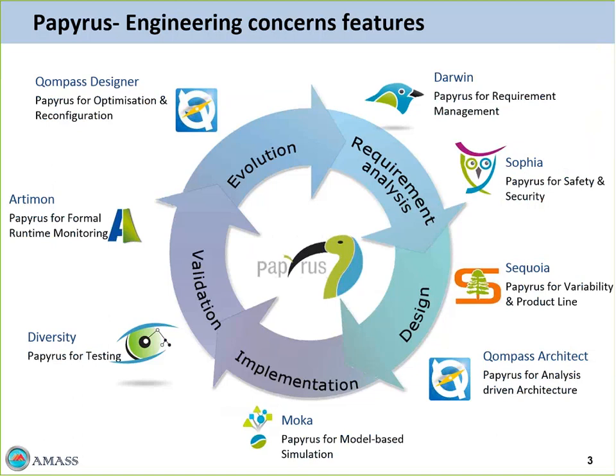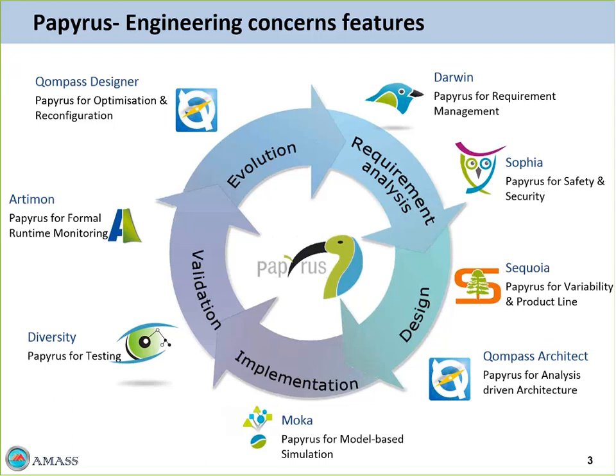So besides the core features that I just presented, we have some features that are based on key engineering concerns. They are developed as additional plugins that we can add to Papyrus. Normally in your Eclipse environment, in the extension menu, I think, you can add additional Papyrus features, and you have many of these that are already available. For the others, we can provide them after request.